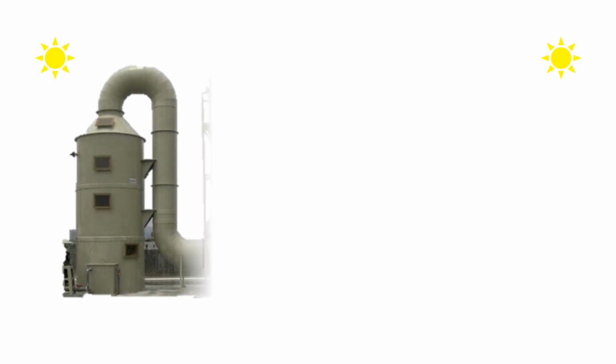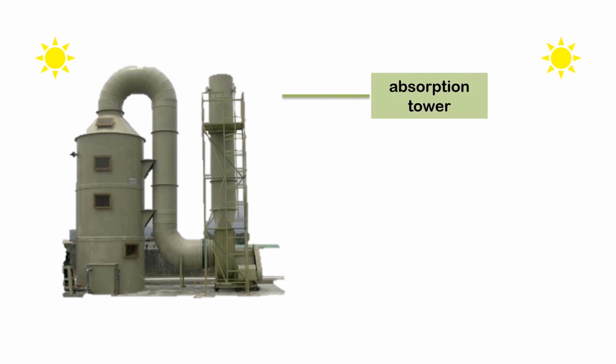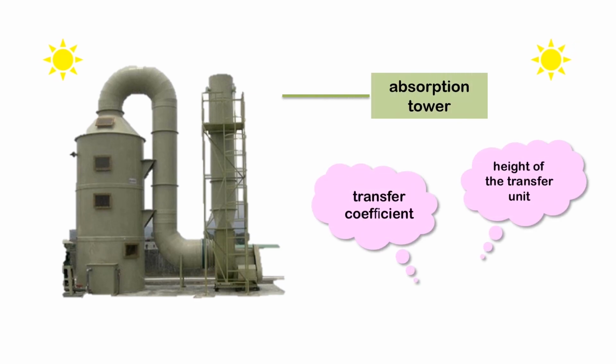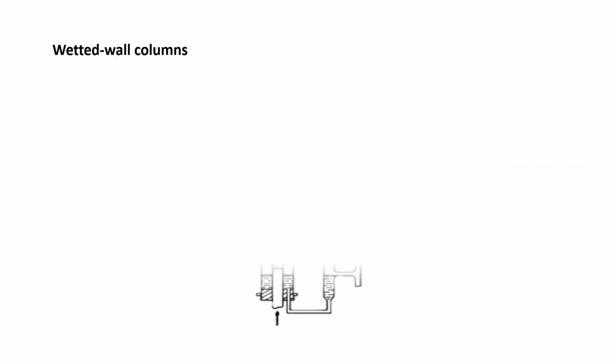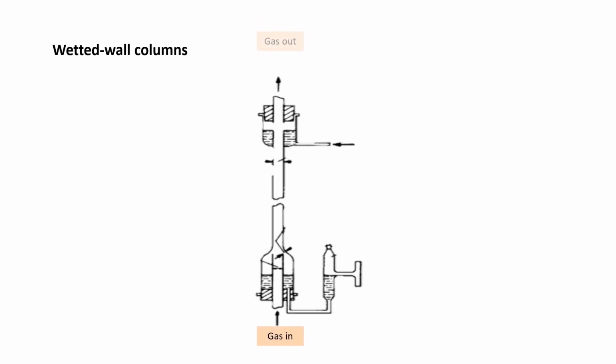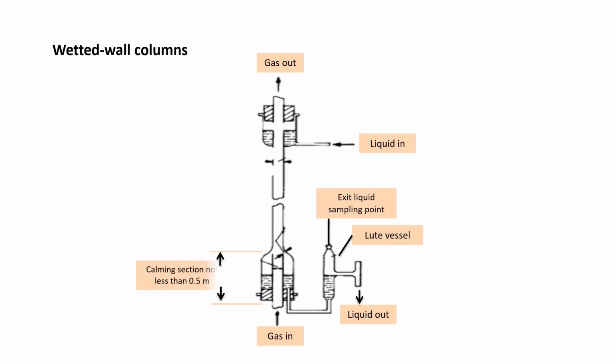Determination of transfer coefficients. In the design of an absorption tower, the most important single factor is the value of the transfer coefficient or the height of the transfer unit. Wetted wall columns. In many early studies, the rate of vaporization of liquids into an airstream was measured in a wetted wall column, similar to that shown in this figure.